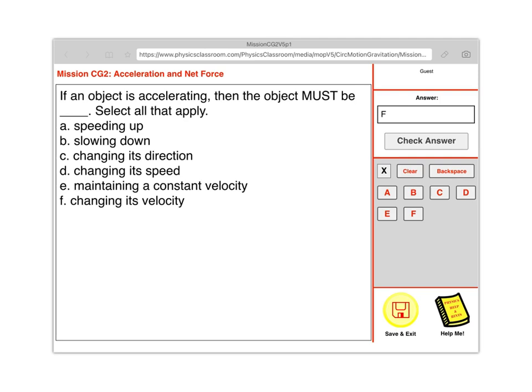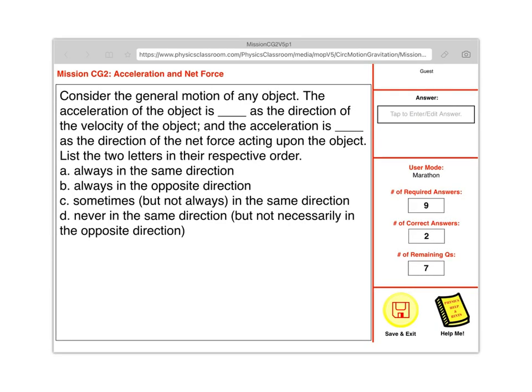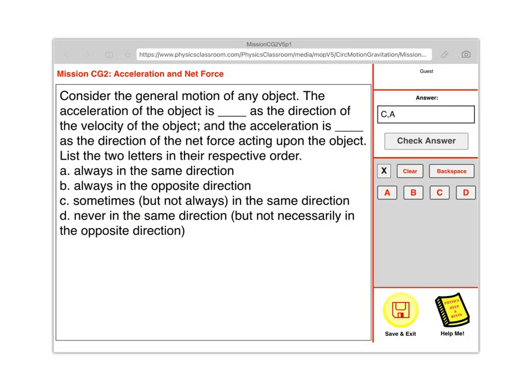So the key word here is must, and the must statement means you have to reject all the answers except for F. The force and the acceleration vectors are always in the same direction. But the force can be in any direction relative to the velocity. Same direction, opposite direction, perpendicular. So the correct statements here are going to be C and A.